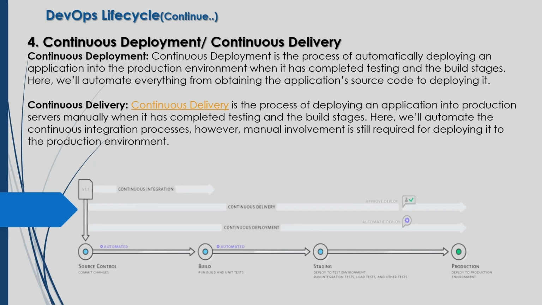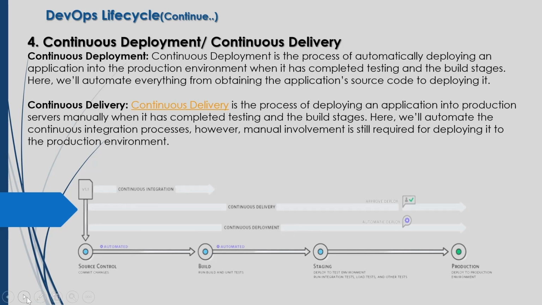So when the build stage or testing stage is done, even after that there is a final check on whether you want to deploy it or not. That's the main difference between continuous deployment and continuous delivery. Their results are the same. In continuous delivery we automate the continuous integration process, however manual involvement is still required for deploying into the production environment.